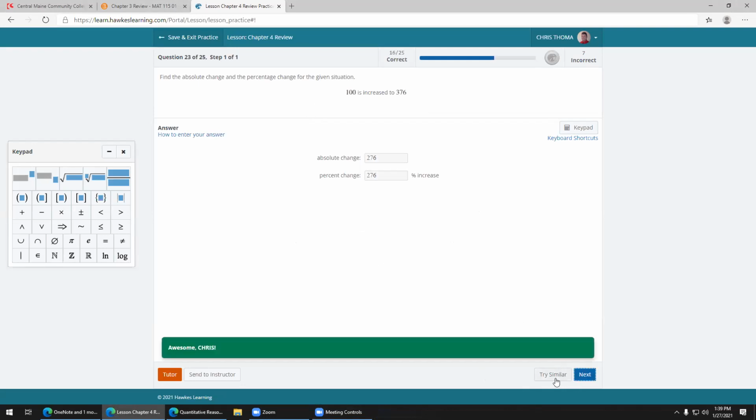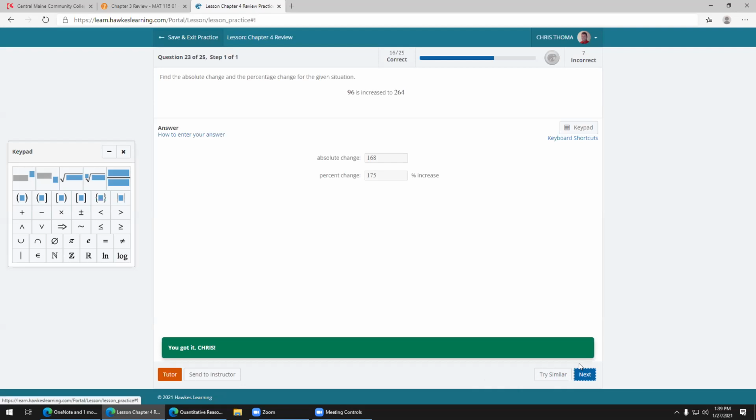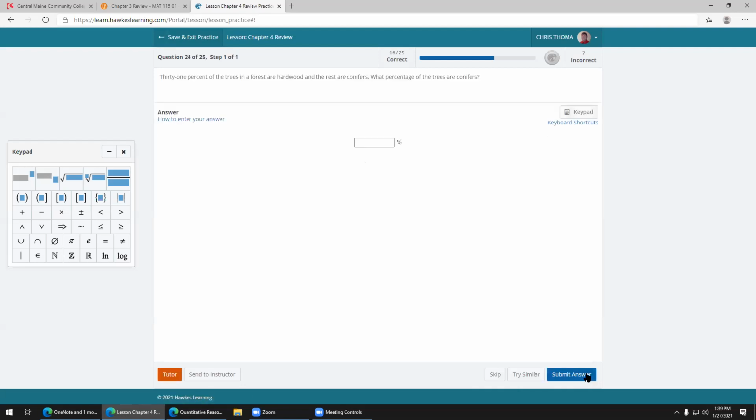All right, let me try a similar one. I want the numbers to be different. There we go. So we'll have a different one here. 96 is increased to 264. So again, I'm going to take 264 and subtract the 96, which gives me 168. And now I take the 168, I divide it by the original amount, in this case 96, and then I multiply the entire thing by 100 because I have a percent symbol, and I get 175. So using those formulas is kind of the key.